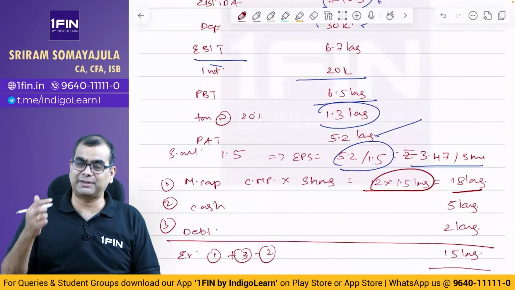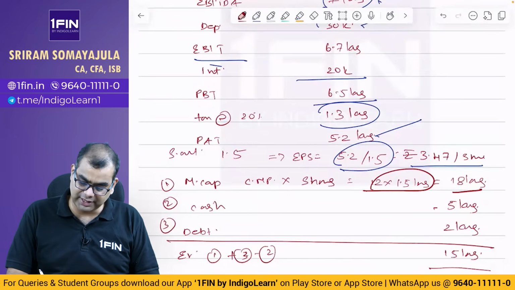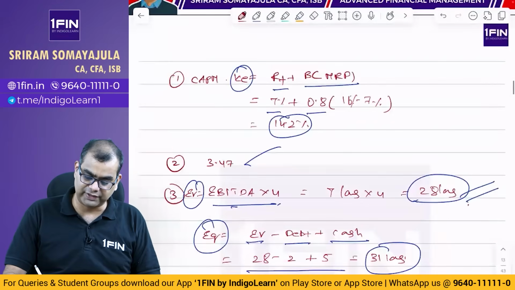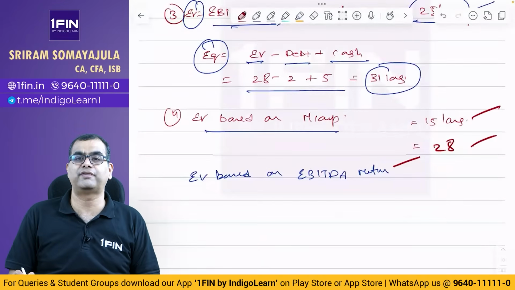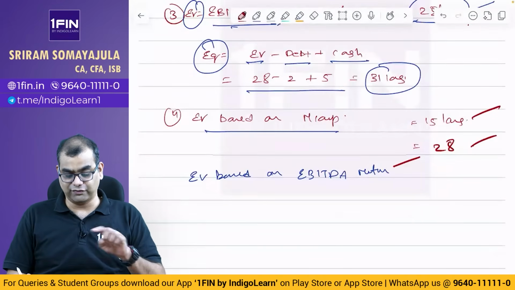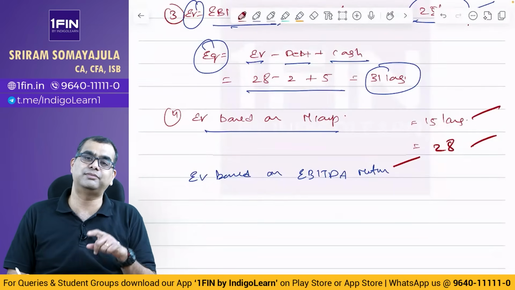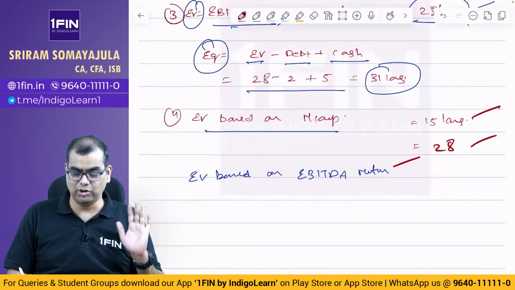From market cap, you subtract cash and add debt. What is cash? Minus 5 and add debt of 2. So 18 minus 3, which is basically 15. So you get enterprise value of 15 lakhs. So you have two ways in which you can find out the enterprise value. One is from the multiple that they've given, and one is back work, or rather work from the market cap that they've given based on the price of the share. Okay, these are two ways.